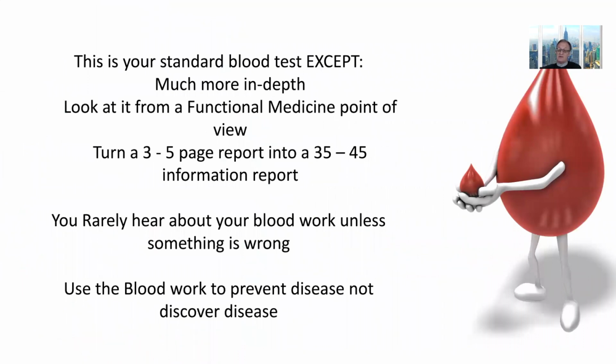So this is a standard blood test, okay? It's just much more in depth. And it also looks at it from a functional medicine point of view. So we take a 3 to 5 page report that, if you get a copy of your blood work, just gives you a bunch of names, an H or an L, high or low, your number, and then what the range is. And it doesn't really tell you a lot, right? You rarely even hear anything about your blood work unless something is wrong. We use the blood work as a way to help prevent disease, not discover disease.